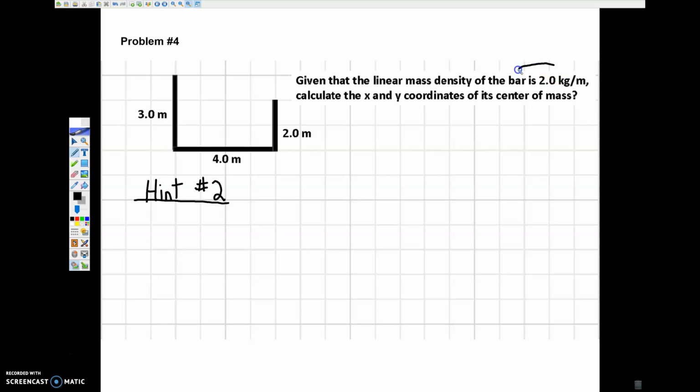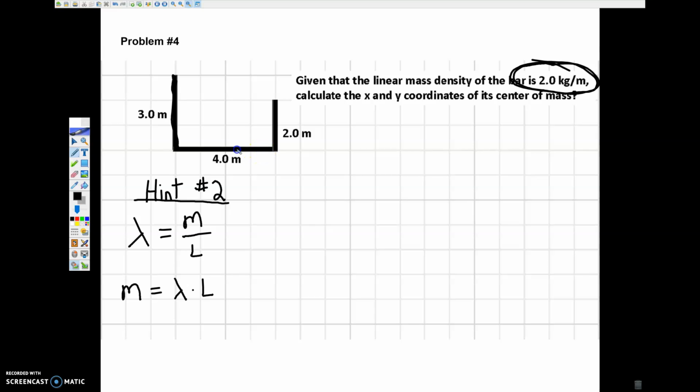You're given the linear mass density. So linear mass density is equal to the mass of the bar divided by its length. So if you rearrange this, mass equals the linear mass density times the length. So if you took this length of the bar and multiplied it by the linear mass density, you would get the mass at that particular piece.